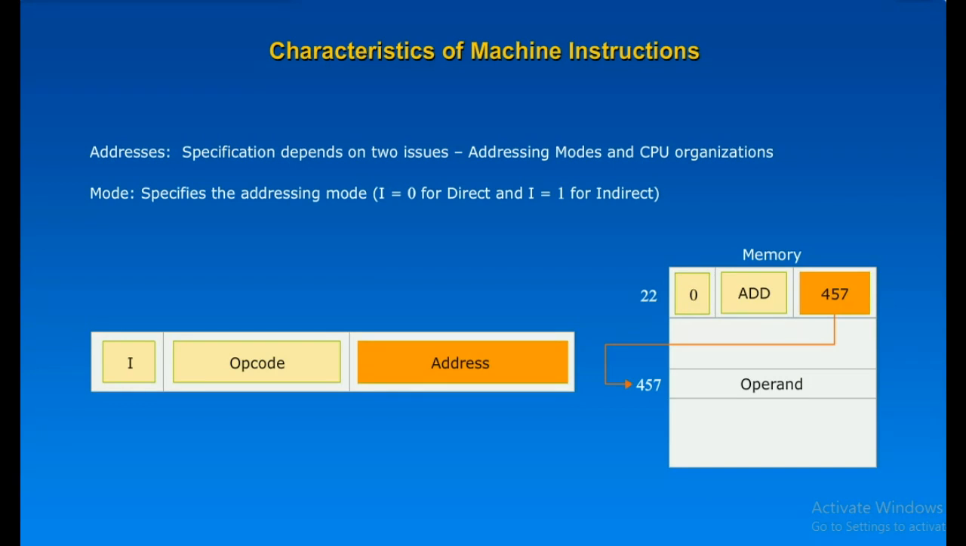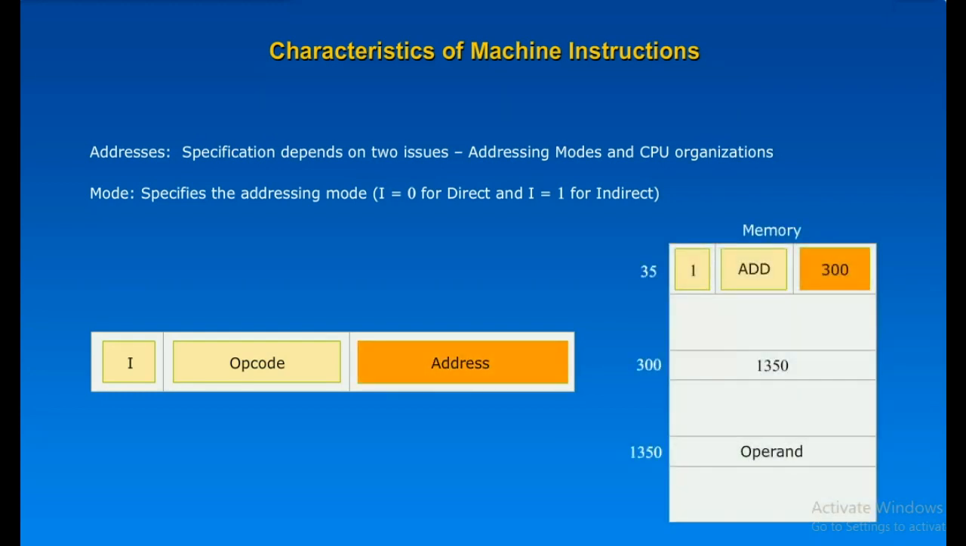Sometimes the operand is located in a place whose address, called the effective address, is stored in another location, and that location is specified in the instruction. This is called indirect addressing. In this case, the address of the operand is 300, and the content of 300 is 1350, which could have been the operand, but it is not. Instead, it is the effective address of the operand. Apart from indirect and direct mode of addressing, there are other methods which will be dealt with under addressing mode.